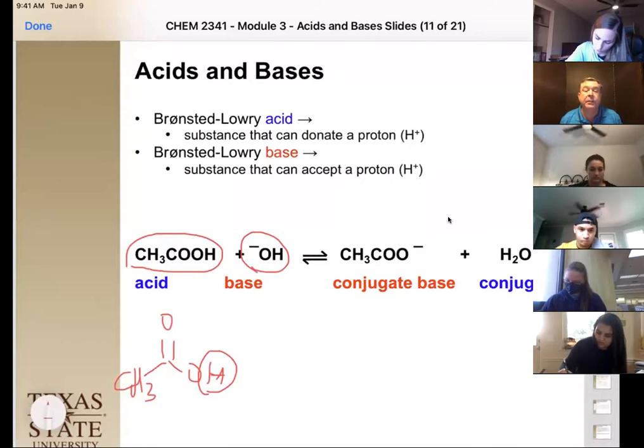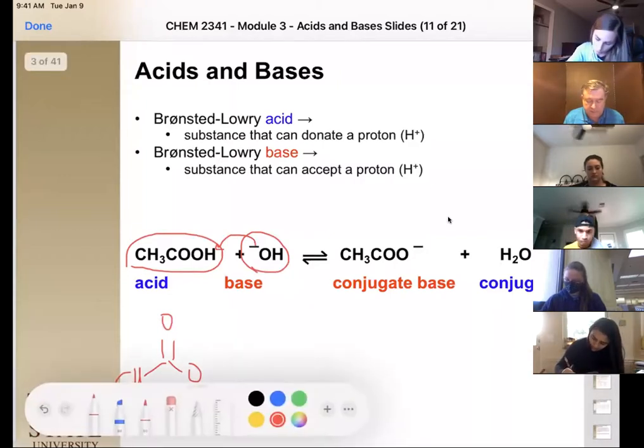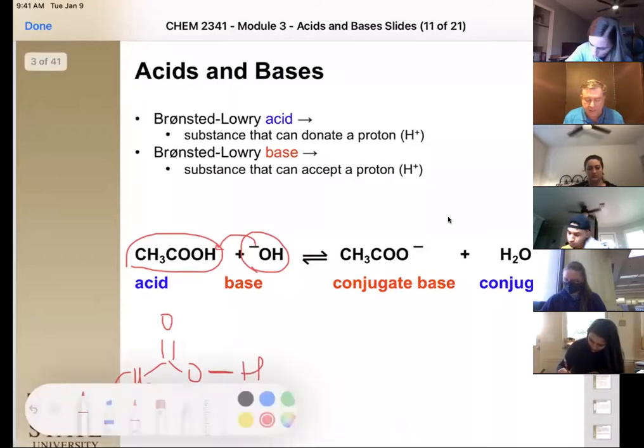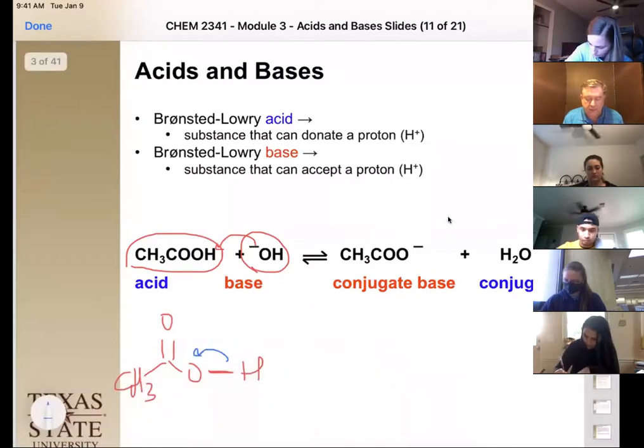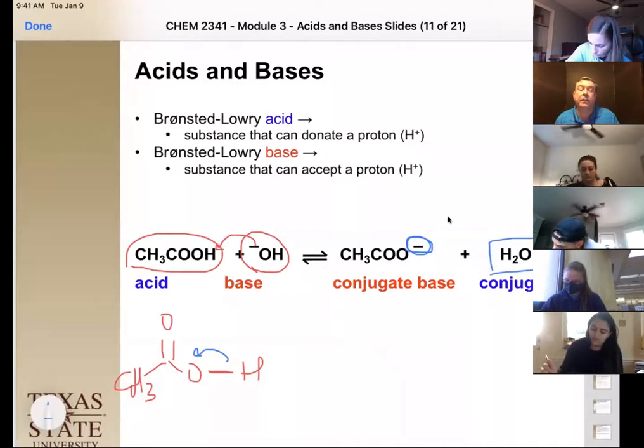Okay, and it's going to accept that proton by using its electrons to reach out and grab that hydrogen, breaking the sigma bond between the hydrogen and the oxygen, and leaving those electrons on the original compound. That's where we get this negative charge. And it now has donated its proton. And we have accepted our proton in this right here.